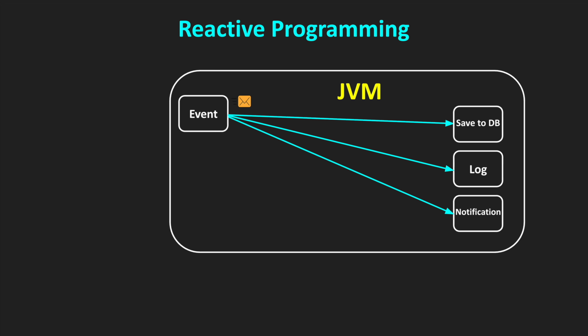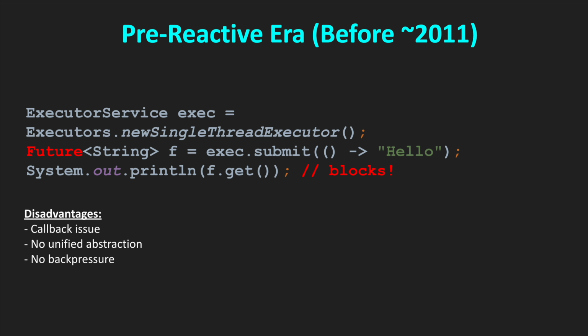That's where reactive programming comes into the picture in Java. Basically, it means that we are reacting to the event. Whenever we receive an event, we process that event asynchronously, considering back pressure also. It's an important concept that I mentioned earlier. Now that we know what reactive programming is, let's take a look at how reactive programming has evolved in Java. Let's start first with the pre-reactive era.